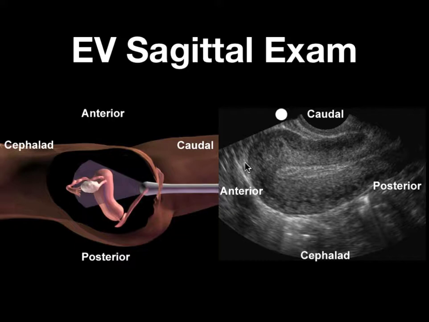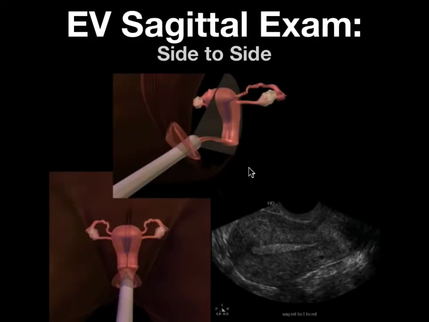Start with the transabdominal exam. If that gives you your answer, you can stop at that point. If you don't have your answer, then move on to the endovaginal exam. Remember, scan the whole uterus. So here we've got an anteverted uterus. This is caudal, cephalad, anterior, posterior. Here you've got myometrium. Here you've got endometrium. Here's the posterior cul-de-sac.